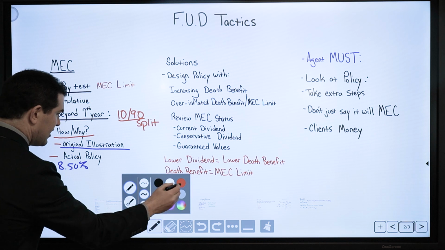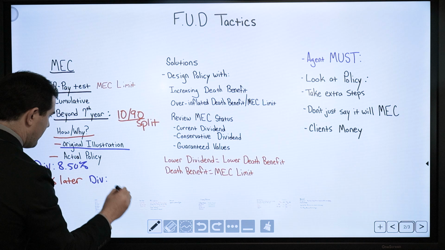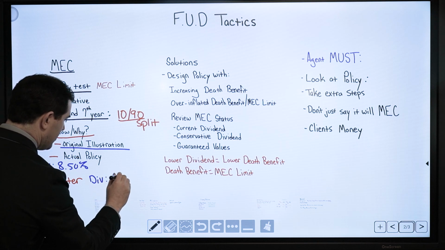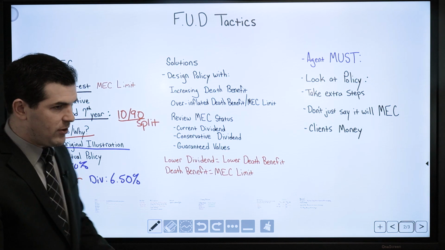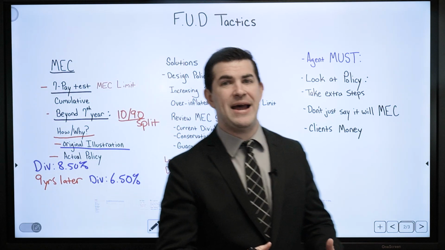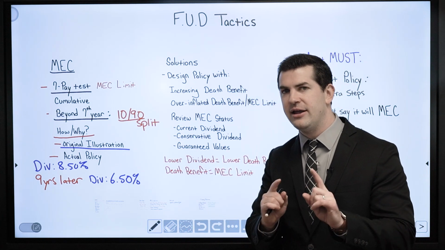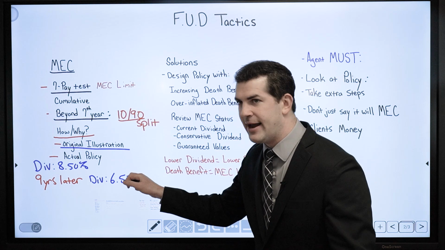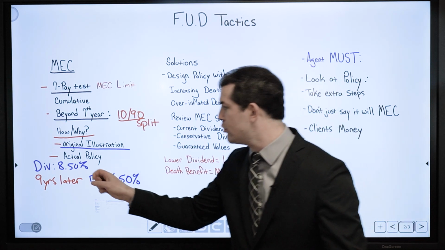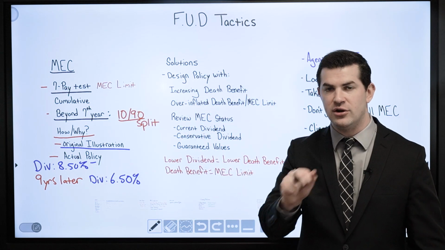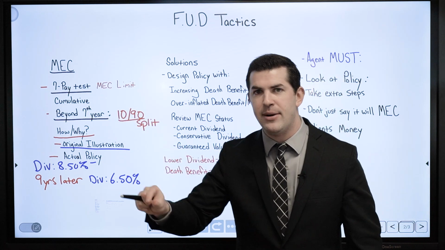However, 9 years later, the dividend rate has come down. Now it's about 6.5%. So the dividend rate's come down, which means he has less cash value than what he originally thought he would have, which is one thing, but the dividends come down. Here's the thing. The dividend came down, which means the death benefit appreciated, it increased at a slower pace than that original illustration displayed. So, going back to this, beyond the 7th year, can a policy MEC?